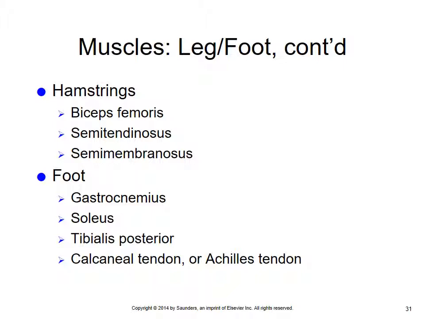If you look at figure 9-11 on page 166 in your text, you can see some muscles that have acquired rather interesting names based on movements that we are able to make.